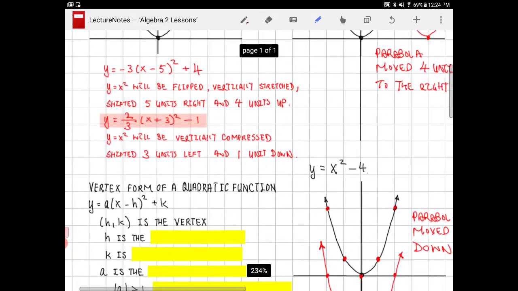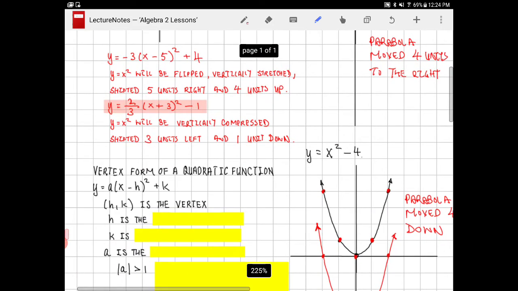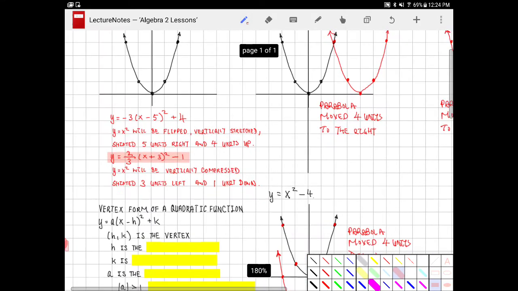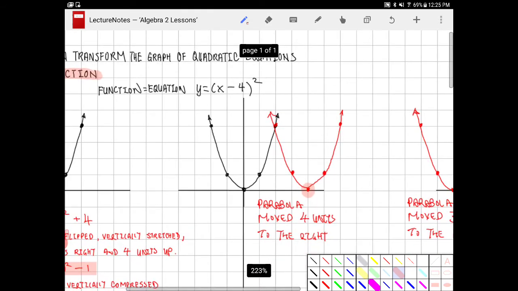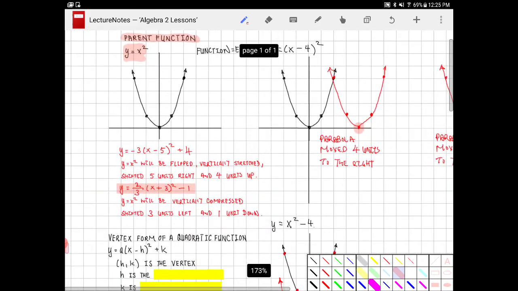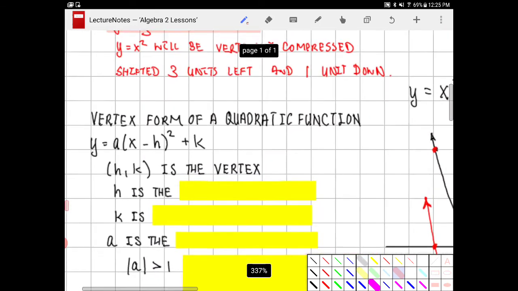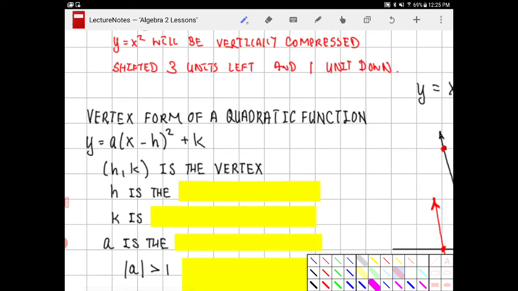What exactly is the vertex? Well, the vertex is the very peak of the parabola. So, for instance, this point right here is the vertex of the parabola. And where is it? Well, it's located at (4, 0), because h is 4 and k is 0. So, again, h and k is the vertex.